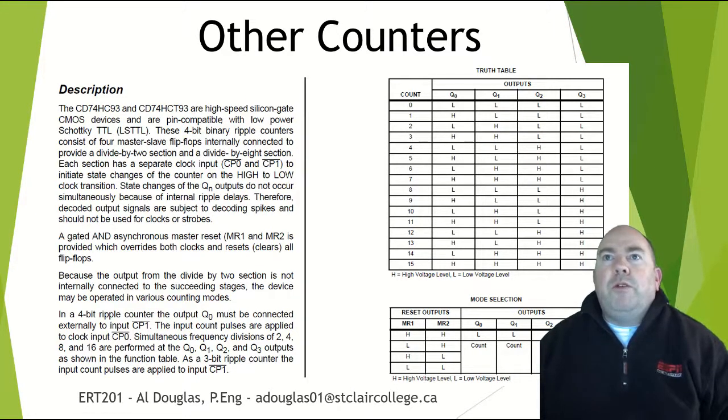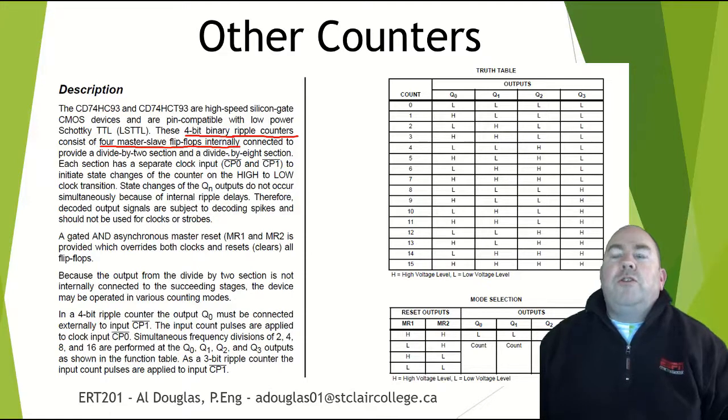If you start reading about this, you actually see things that start to make sense now. So let's read a little bit here. This 4-bit binary ripple counter. So we know what a ripple counter is now. A 4-bit binary ripple counter consists of 4 master-slave flip-flops internally. So just like we would think, this counter has 4 flip-flops internally.